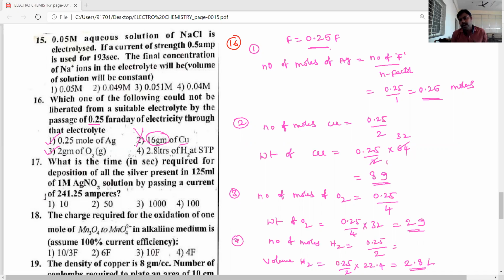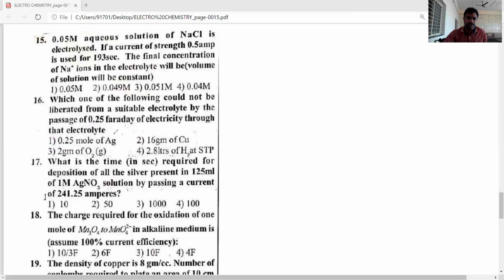Here we used the same formula as earlier. The number of moles of substance deposited at the respective electrode is equal to the given number of Faradays divided by n factor, for 1 mole of electrolyte. Then the number of moles of substance deposited comes out, which we can convert into weight or into volume also. Based on that, the second statement is wrong. Okay, let's go for the next question, the 17th one.